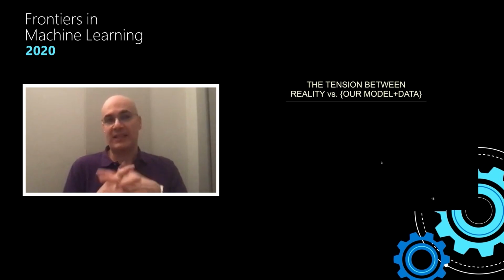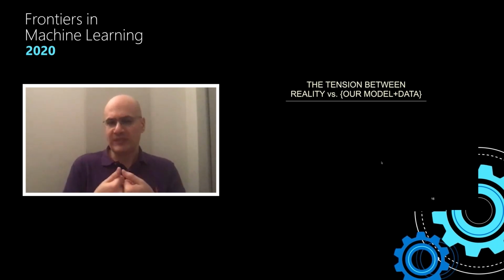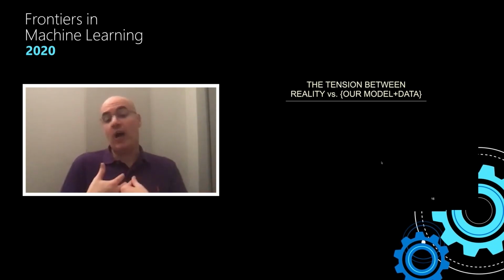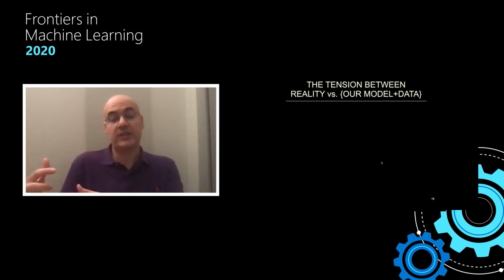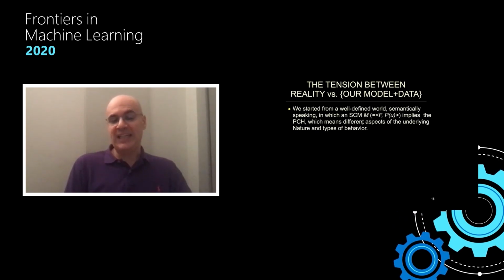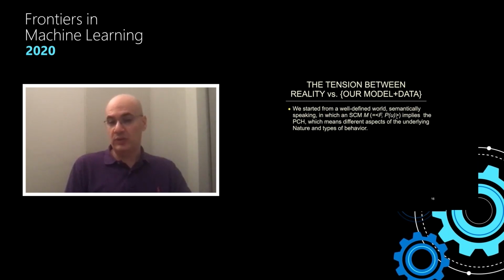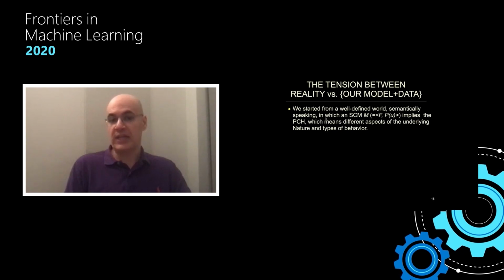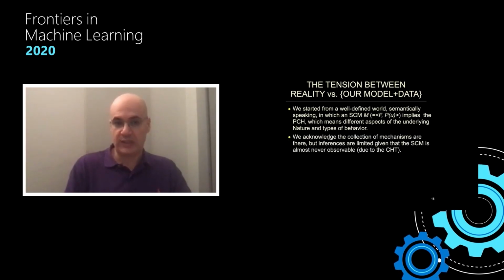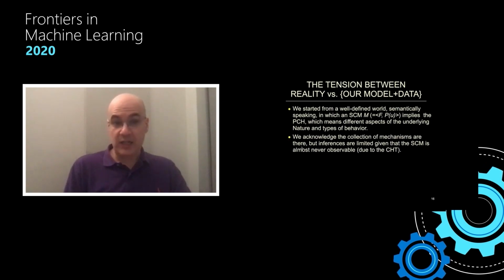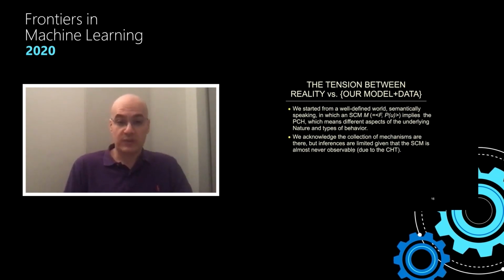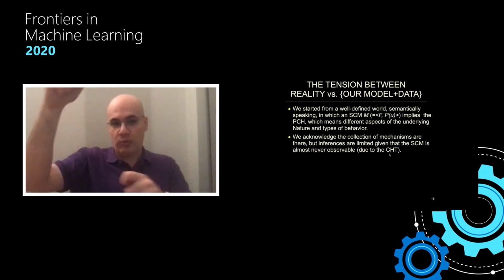Then let me try to summarize what I said so far. It's about some sort of tension between the reality, that is this true underlying mechanism that we don't have, our model of reality, that will be the graphical model, for example, and the data. We started from a well-defined world, semantically speaking, in which an SCM, a pair F and P of U, mechanisms and distribution over the exogenous, implies the PCH, these three, which means these different aspects of underlying nature and types of behavior: layer 1, layer 2, layer 3. We do acknowledge that the collection of mechanisms is there, but inferences are limited given that the SCM is almost never observable or observed. Due to the CHT, we have this constraint about how to move across the layers.